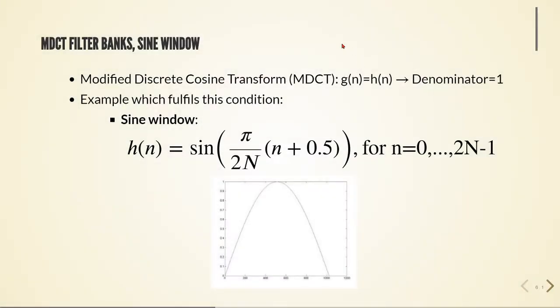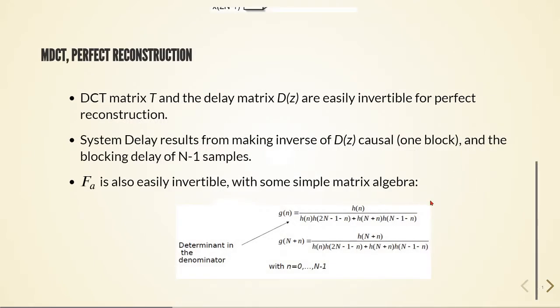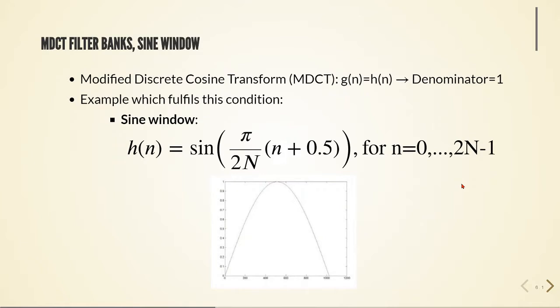As I mentioned before, if we want g of n to be equal to h of n, then the denominator here should be equal to 1. One example that fulfills this condition is a sine window. The sine window is given by this equation here, and we have this shape in the plot of the sine window.